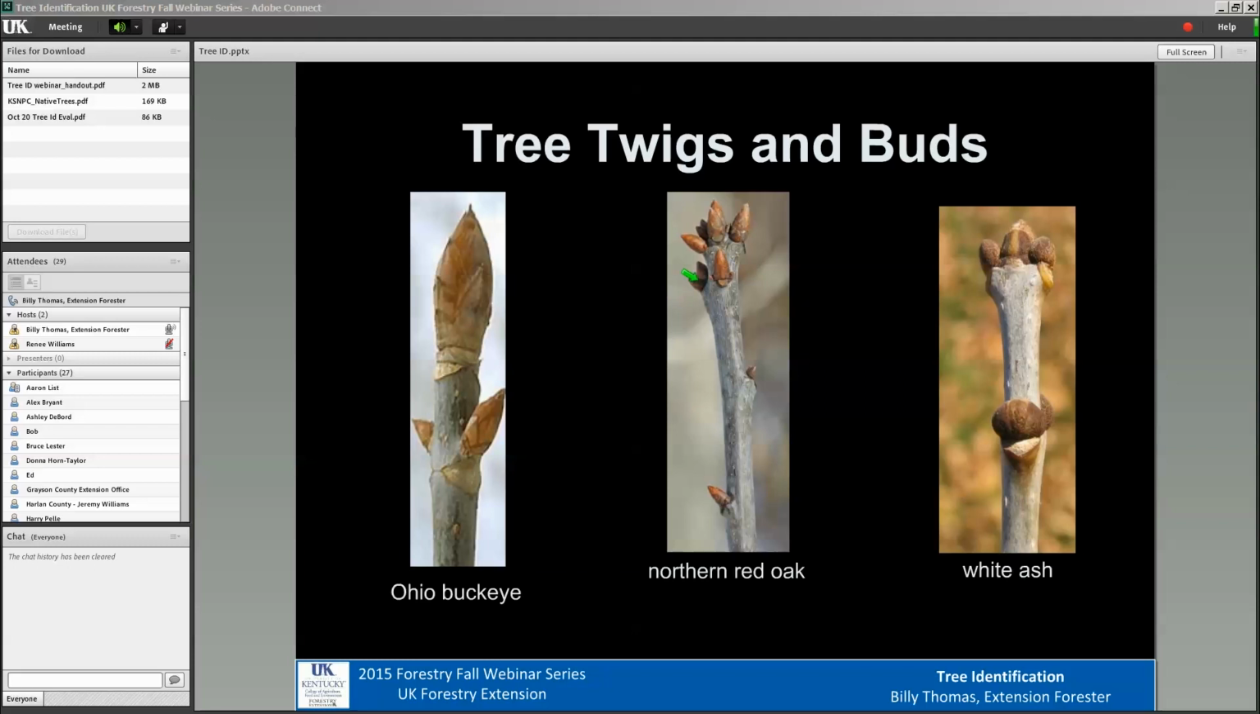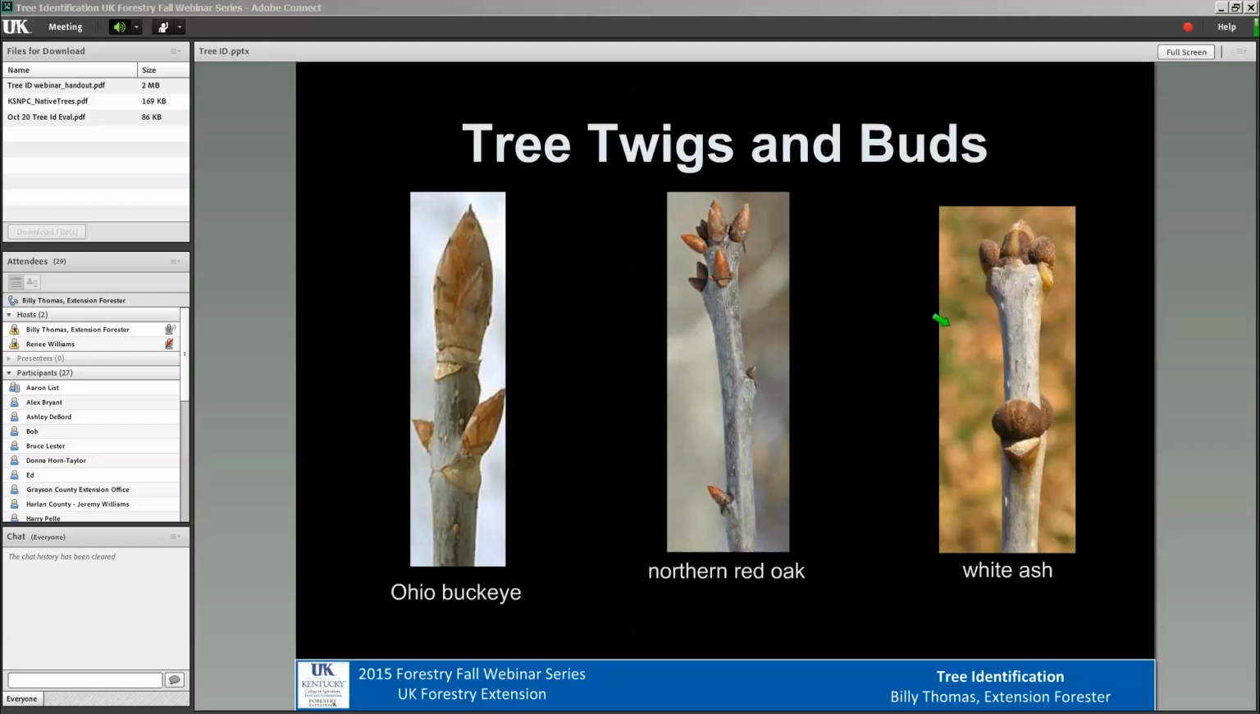In the middle of the screen we have the northern red oak. And one thing I hope you'll start looking at, and we'll spend more time on, is the arrangement of these buds. One thing that we use very often is the arrangement of the buds to tell the tree. So here's a little bud on the northern red oak, a lateral bud, and here's another one down here. And then we've got this little cluster of terminal buds at the end of the twig.